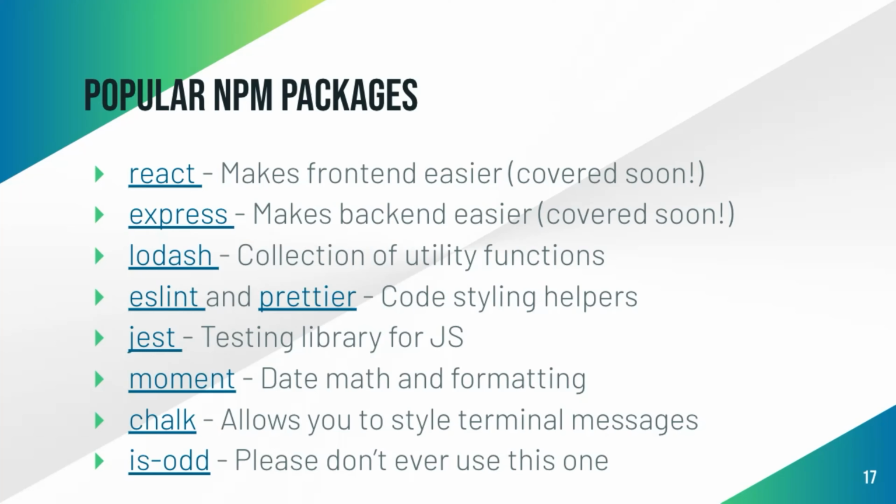Jest, which is a testing library used for JavaScript. Moment, which is a node package that kind of allows you to work with dates a lot easier because dates are kind of a pain to work with in JavaScript. Then there's Chalk, which is the second most popular node package. This allows you to kind of style your terminal. So you can write green text or red text into your terminal and make stuff bold and stuff. And finally, there's also lots of garbage on NPM, like is_odd, which is a node package that tells you if a number is odd. Please don't use it.